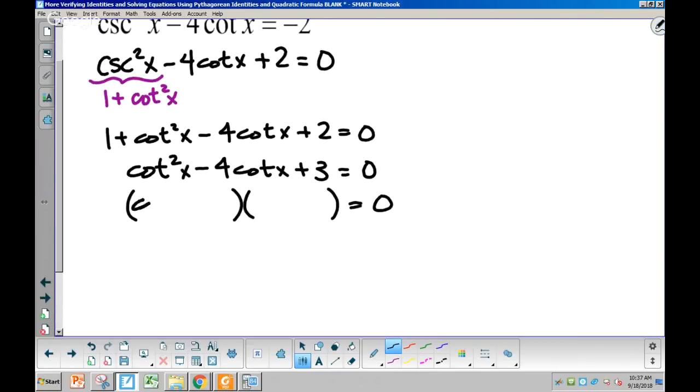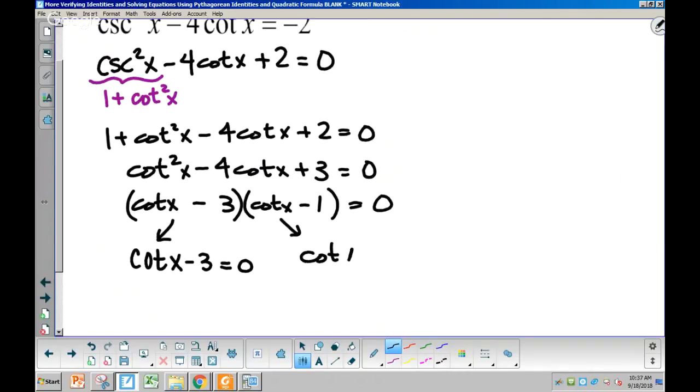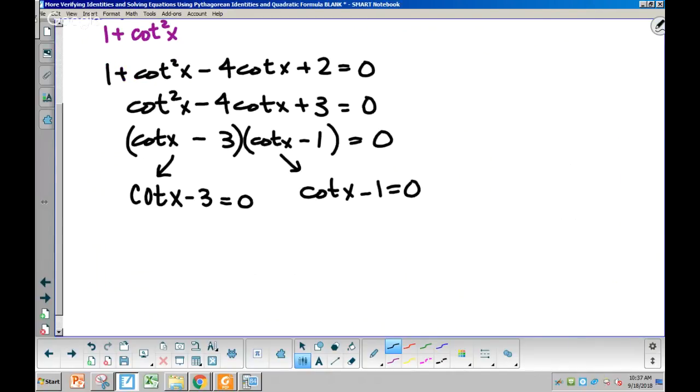So what that means, we have a cotangent and a cotangent. And we have to have the factors of 3 that add to 4. So 3 and 1, and they both have to be negative, yes. All right, so we're going to say the cotangent of x minus 3 equals 0, or the cotangent of x minus 1 equals 0. All right, so I'm going to solve for cotangent x.